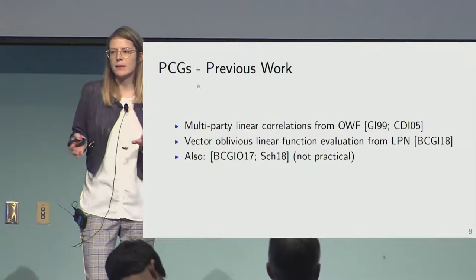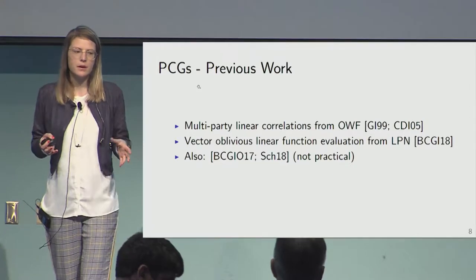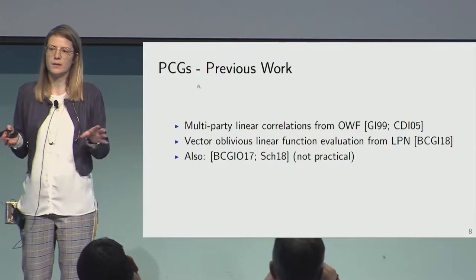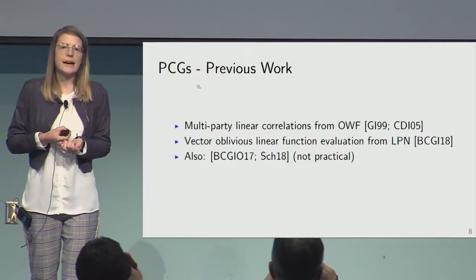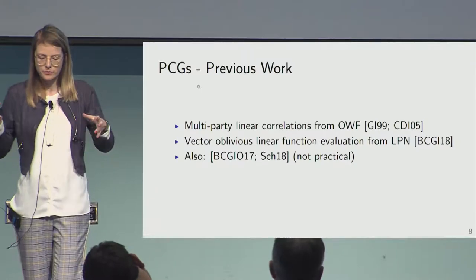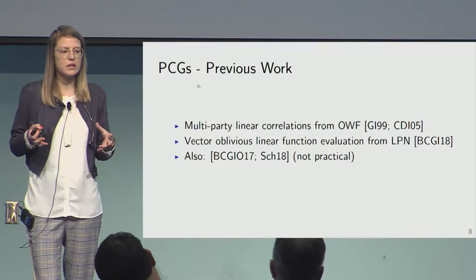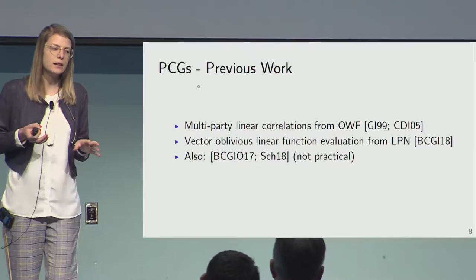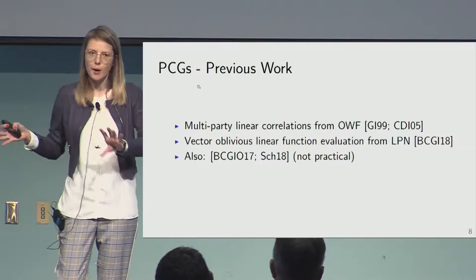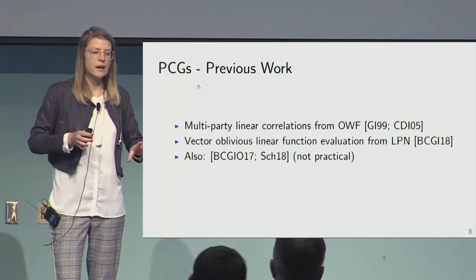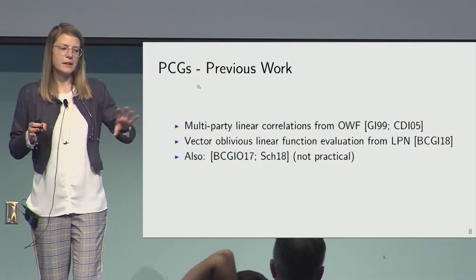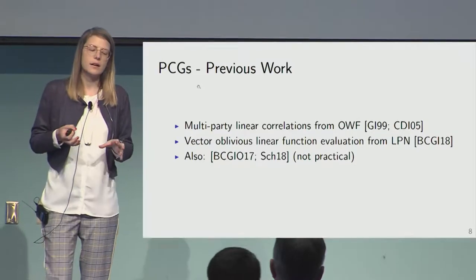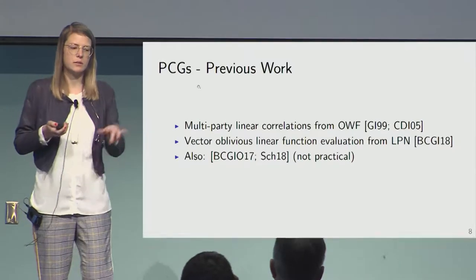And there have been some constructions of PCGs around for very simple correlations, like multilinear correlations from one-way functions, since 20 years ago. And there were also constructions for more complex correlations, but not really practical. And the first one that was a complex correlation and practical was from last year, a vector oblivious linear function evaluation from the learning parity with noise assumption. And this work actually builds on this work.